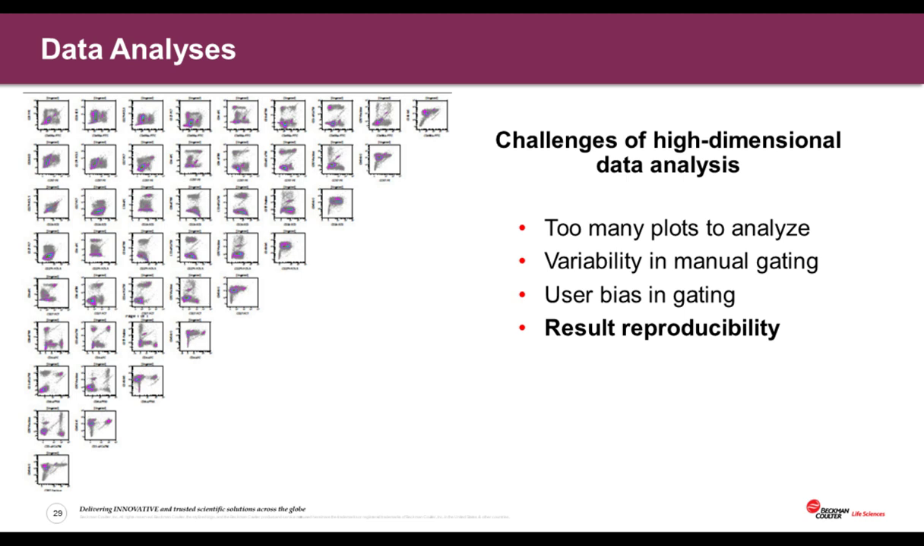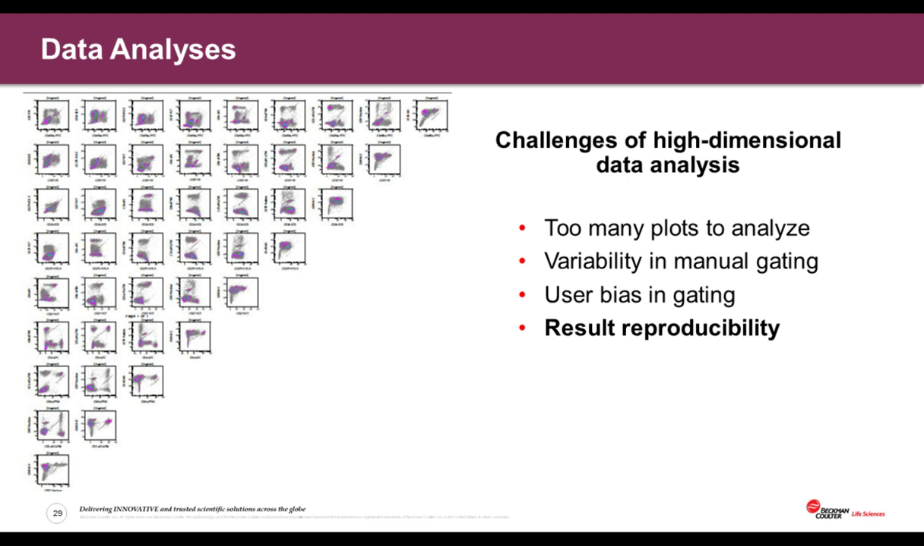Now, lastly, we're going to discuss data analysis, which again becomes extremely cumbersome, because as we increase the complexity of our data analysis and the number of parameters that we're actually analyzing, we realize that there are challenges of high-dimensionality data and analysis. Not just from analyzing these few flow plots, but also as we increase that number, it becomes extremely difficult to analyze that many plots. And ultimately, there is a bias that's associated, but more so variability in manual gating.